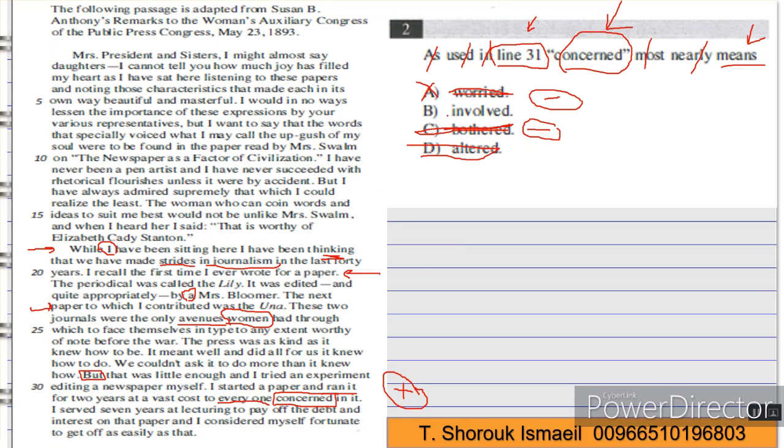What about this one here? Let's come to the context. I started a paper and ran it for 2 years at a vast cost to everyone involved in it. So actually it can serve right and it is a suitable meaning here. So this is the best answer choice and that is actually the right answer choice that we can use here to mean this one.